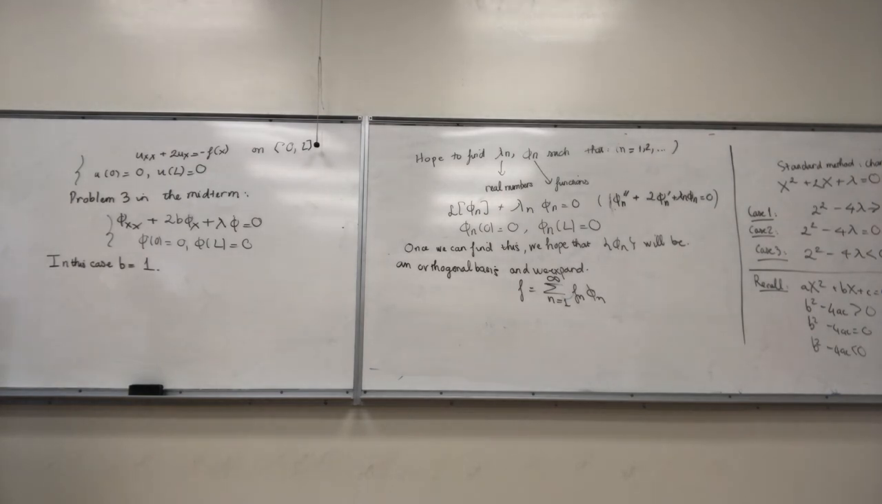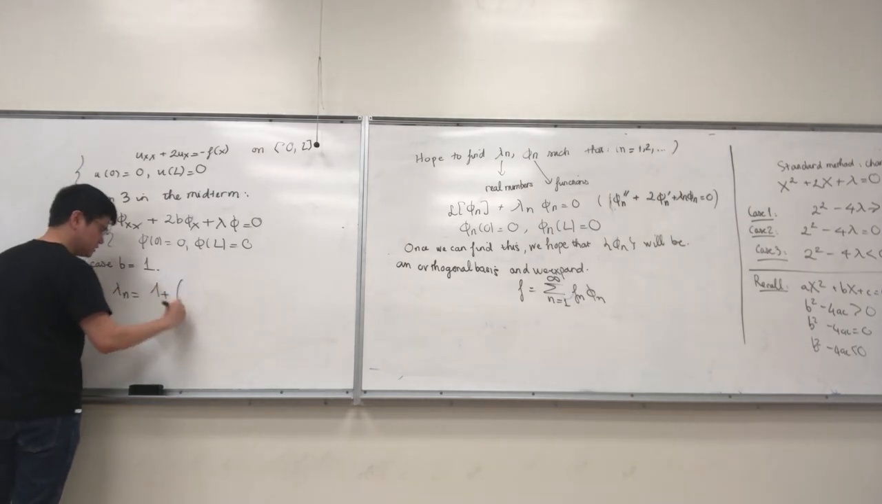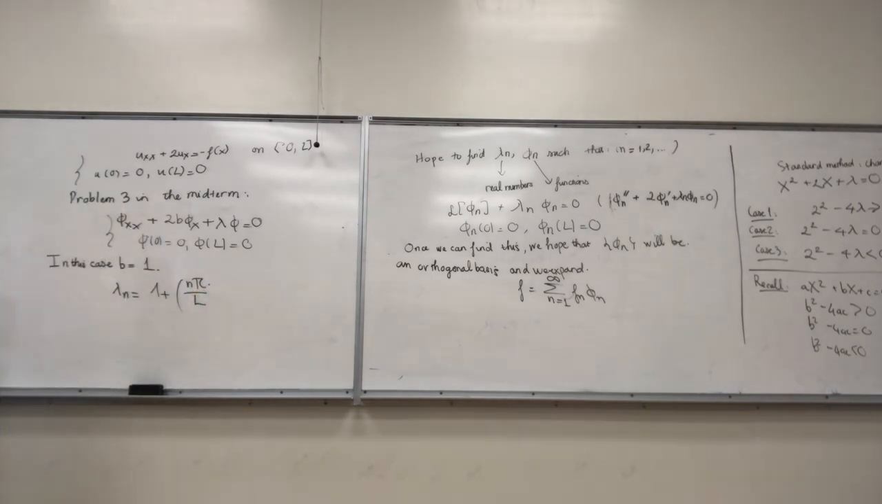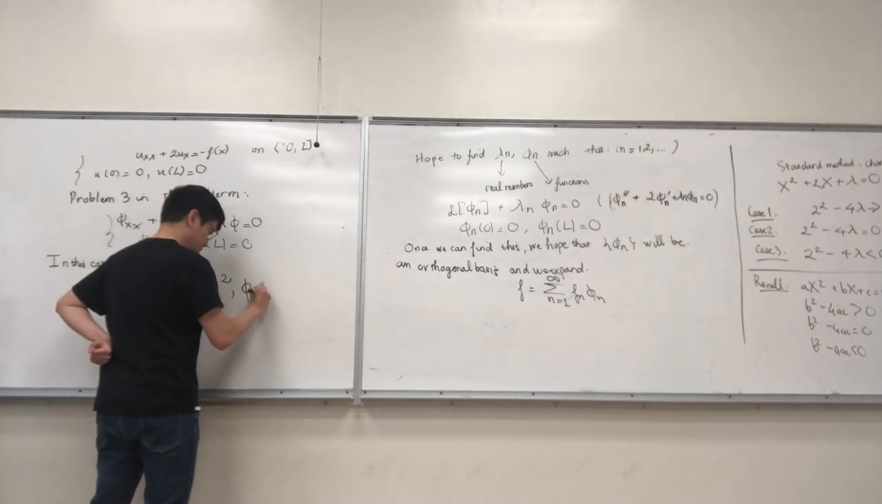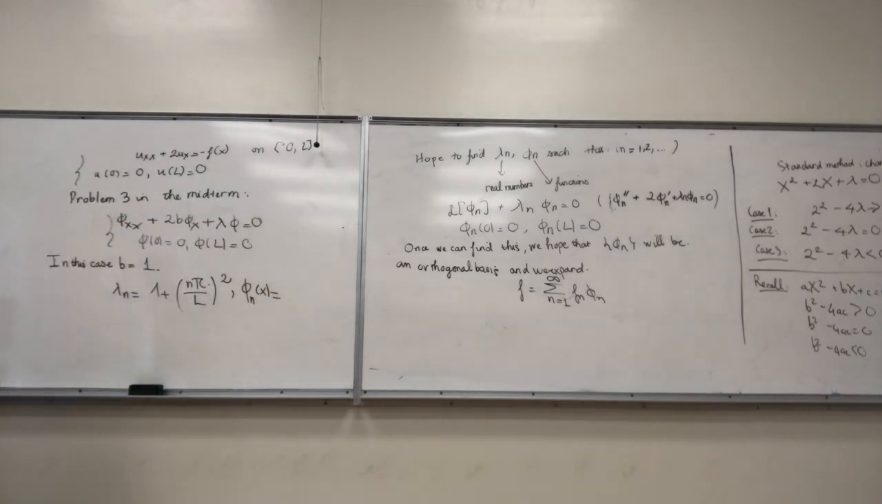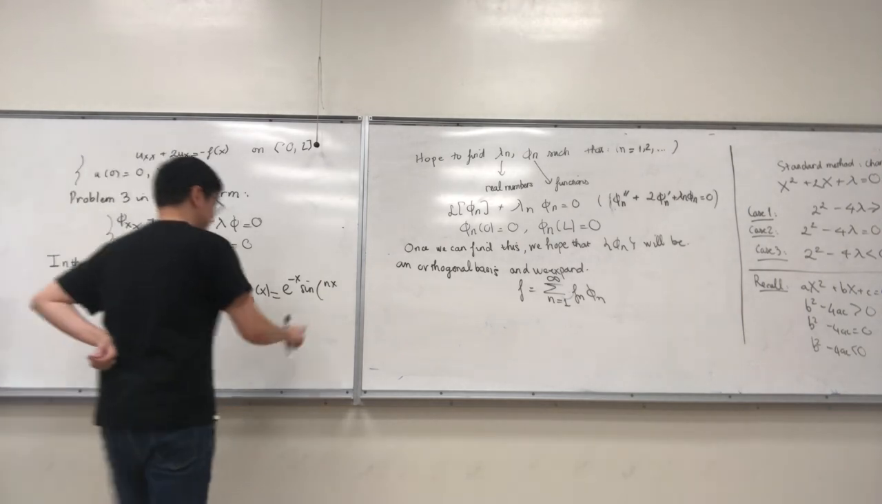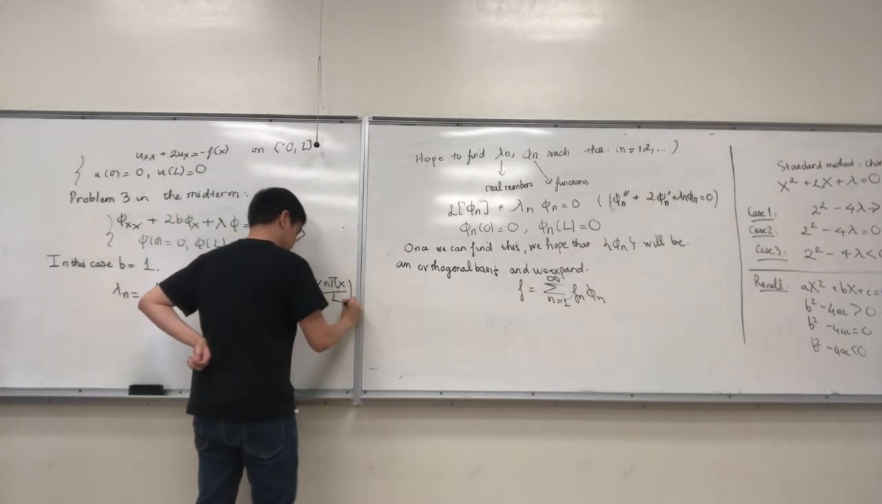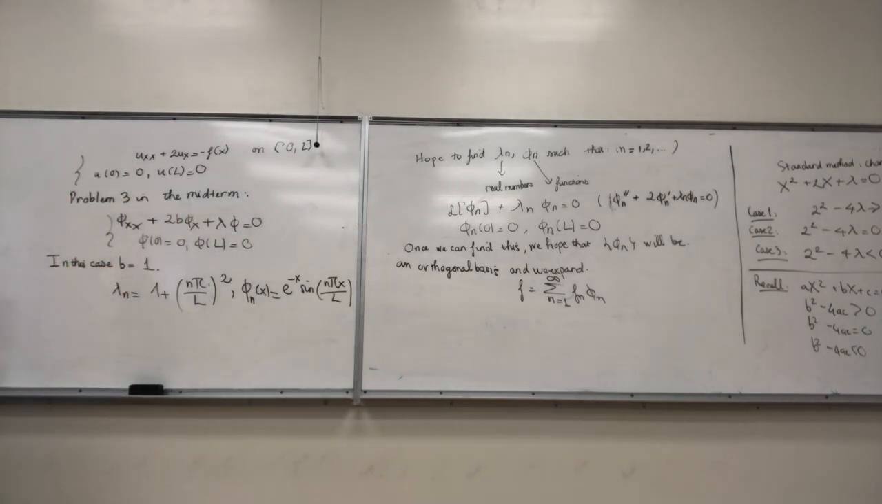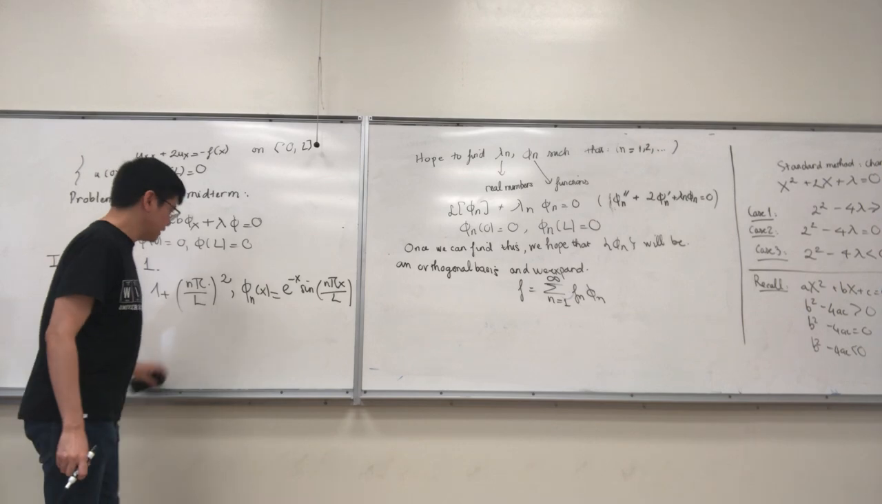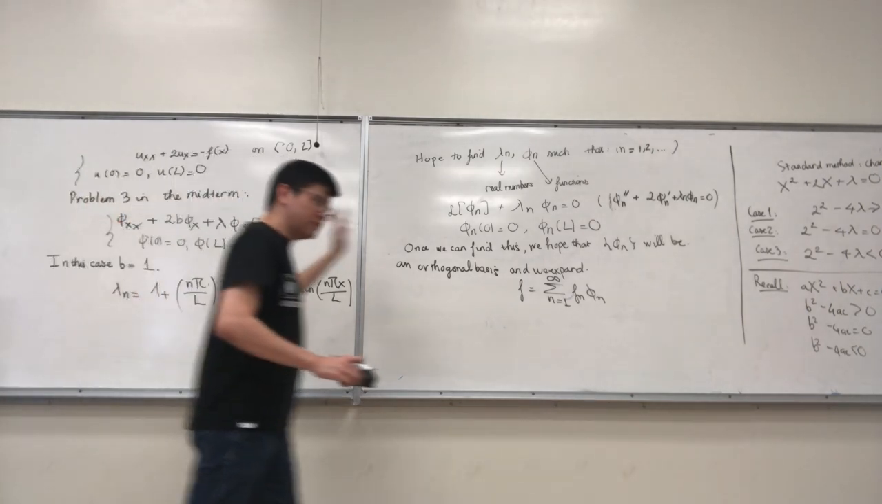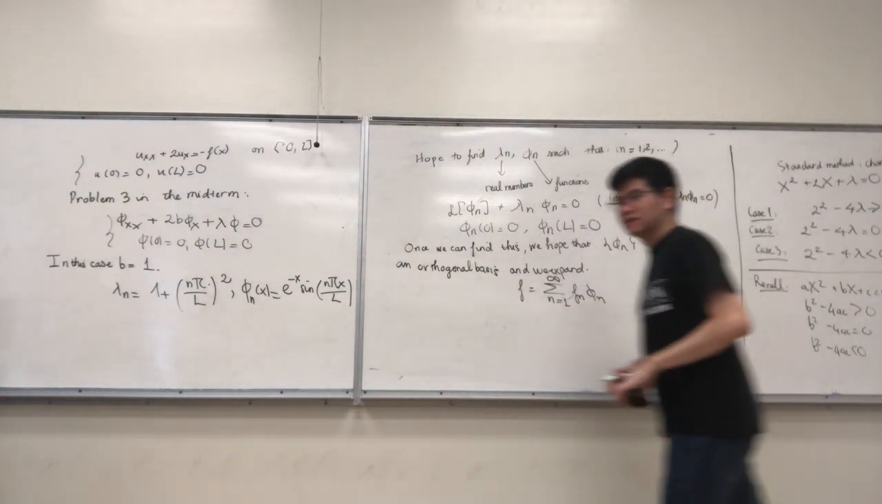So what did we find? We found lambda n to be 1 plus n pi over l, squared, and phi n will be exponential of minus x times sine of n pi x over l. So this is what we found in the previous class. We just replaced b with 1, and this is the solution.